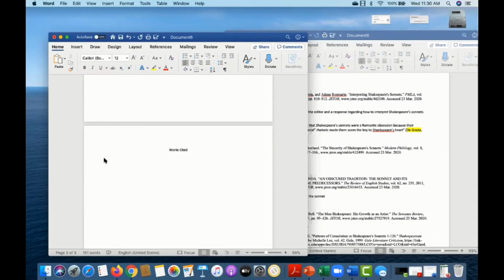Then the first thing that we're going to cite on here is the actual poem, okay? The way you cite a poem, you put the author's name first. So I guess I could put William.